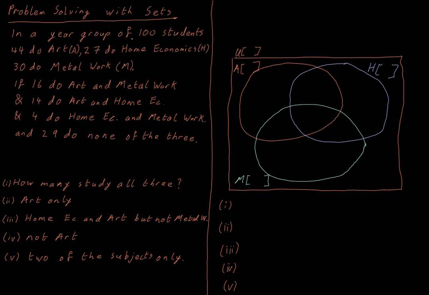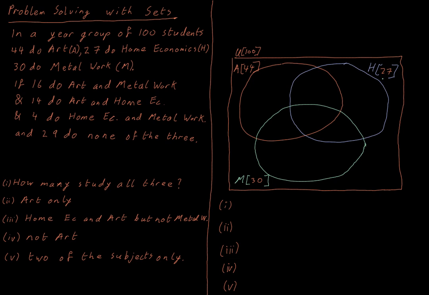So let's fill in the overall set amounts if we know them. We won't always, but in this case, we do. So in the year group, that's our universe. All the students we're talking about are in the year group. So that's going to be 100 students. How many in total study art? Well, 44 in total study art. 27 in total study home economics. And 30 in total study metalwork.